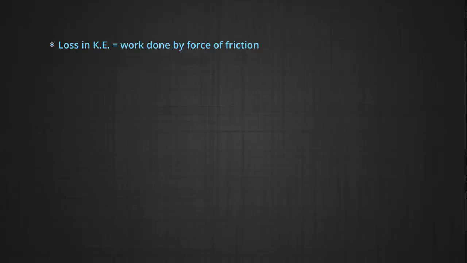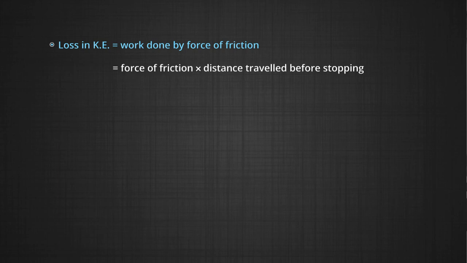Now loss in kinetic energy is equal to work done by the force of friction: force of friction multiplied by the distance traveled before stopping. Or we can say loss in kinetic energy is equal to F into S. Now the force of friction is going to be on account of the motion on the road.